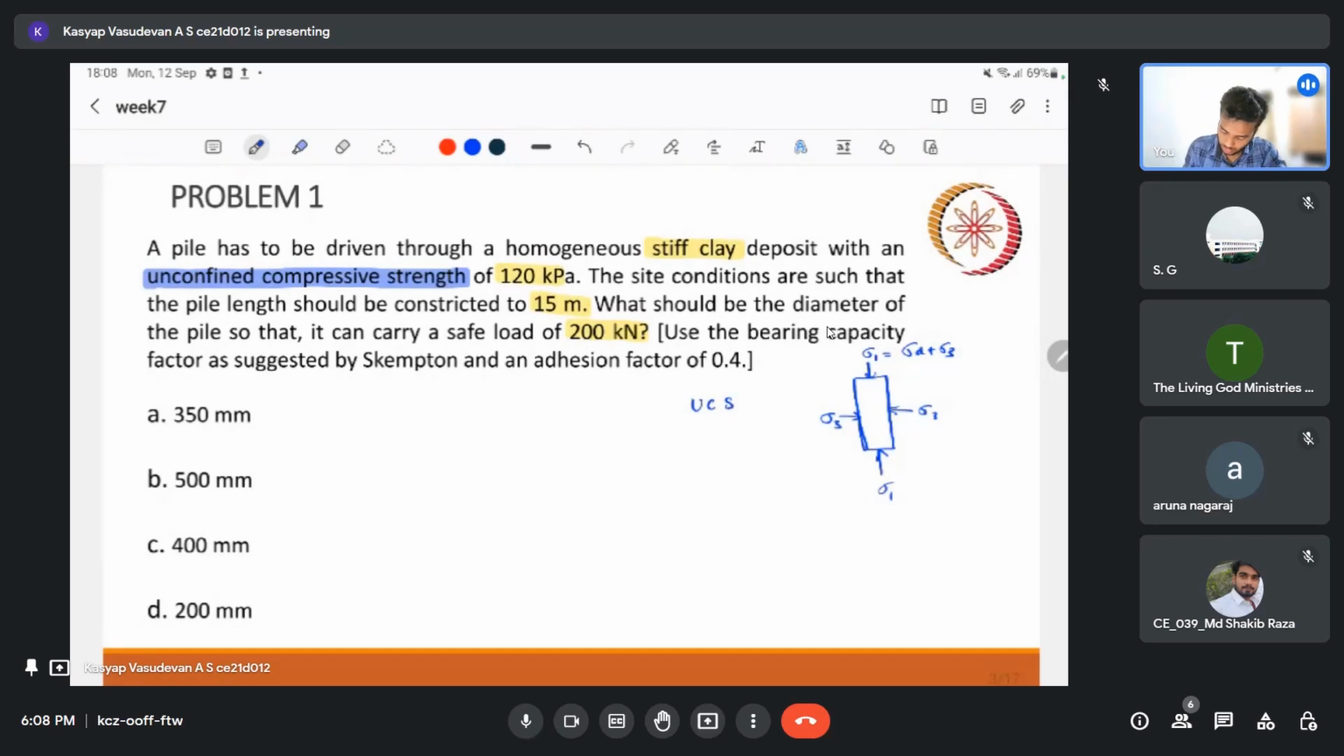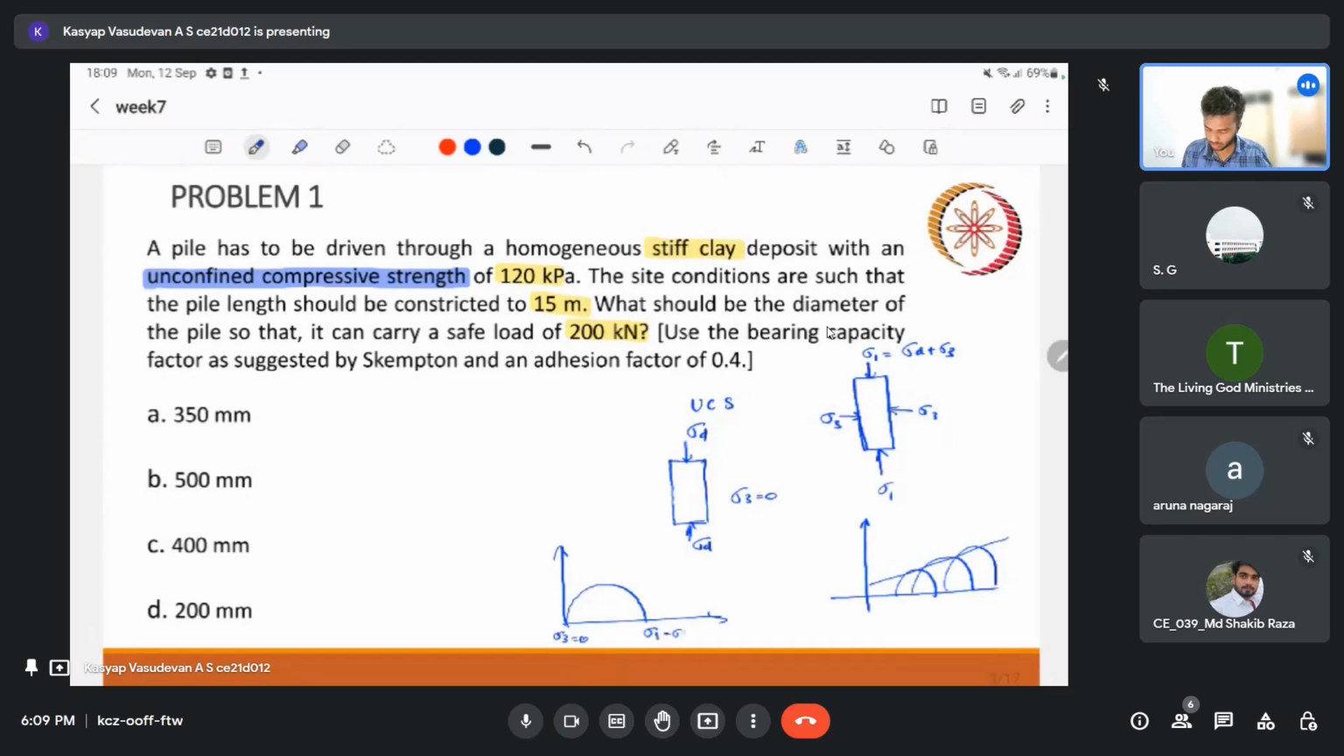But in the UCS, we only have deviator stress. So sigma 3 is 0. That is the idea of UCS. In the conventional test, we have a series of Mohr circles with different cell pressures. Since sigma 3 is 0, in our unconfined compressive strength we just have one circle which is touching the origin, because our sigma 3 is 0. Sigma 1 equals sigma d.